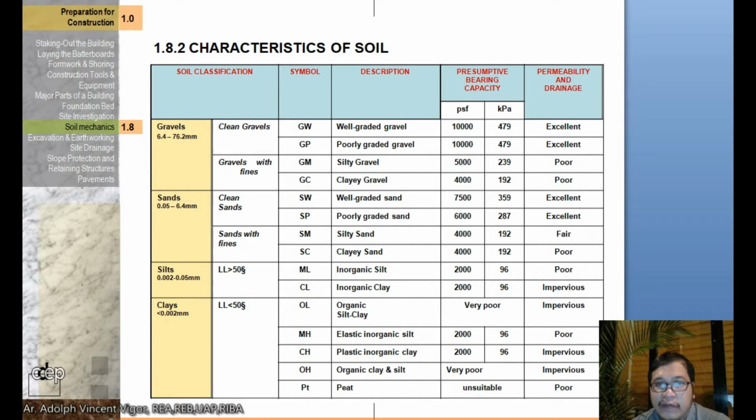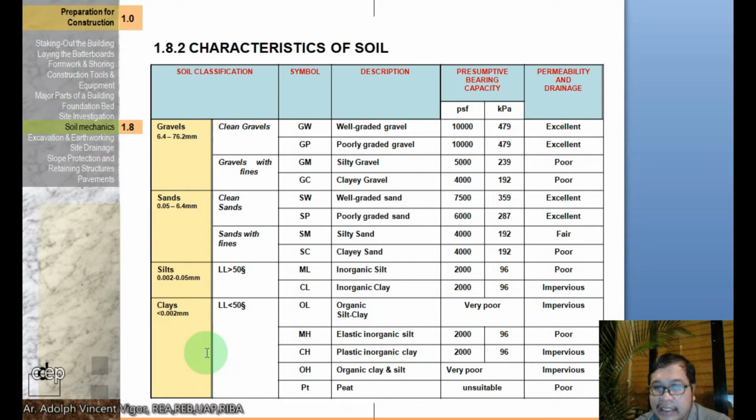When you see gravel, if it's clean, it has excellent permeability and drainage. However, if it's filled with fines, it has poor permeability and drainage. Then you have sands. Clean sands have excellent permeability and drainage, while sands with fines have both fair and poor permeabilities. Then silt has poor to impervious permeability depending on its type.